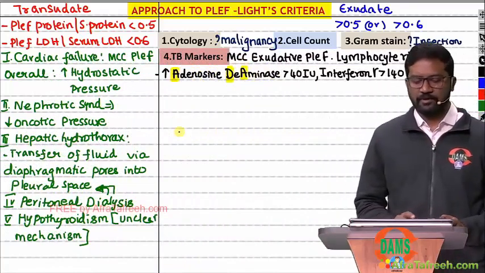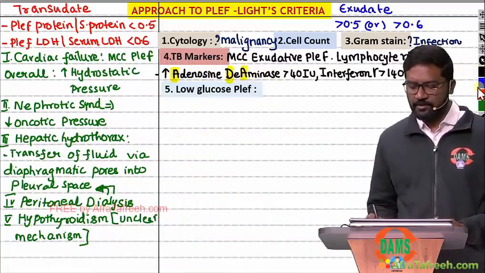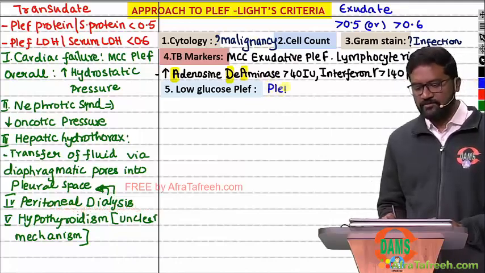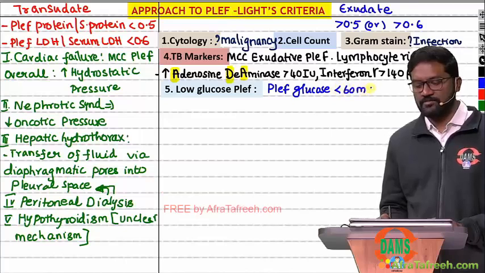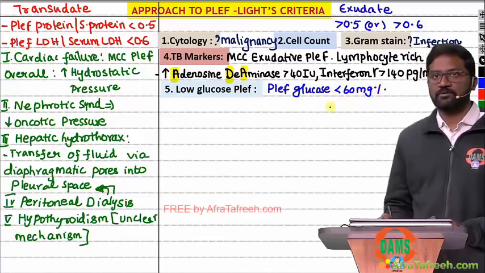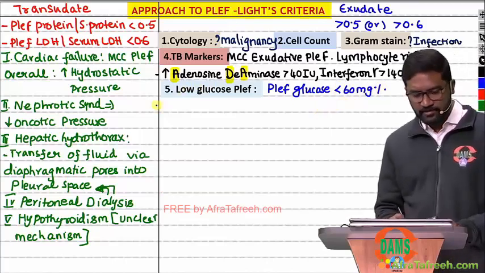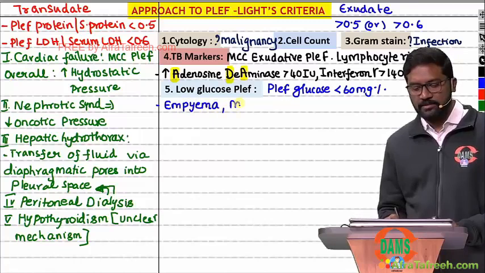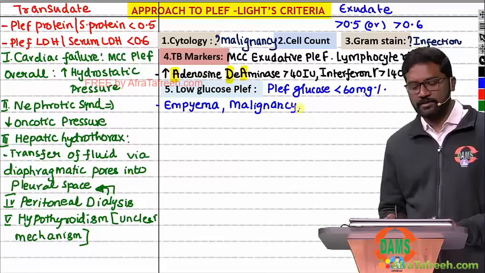Next, you should also know any possibility of low glucose pleural effusion. So when do you call it a low glucose pleural effusion? When pleural effusion glucose tends to be less than 60 mg%. So what are the low glucose pleural effusions that you come across? We have empyema, malignancy, and rheumatoid arthritis.